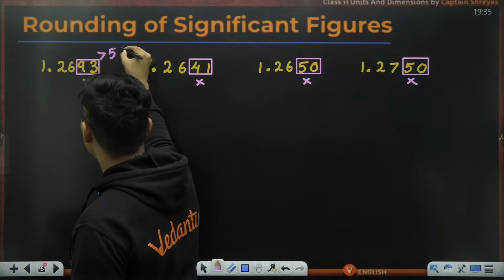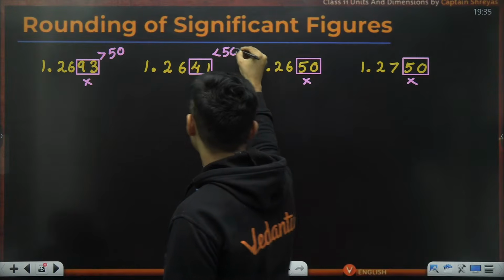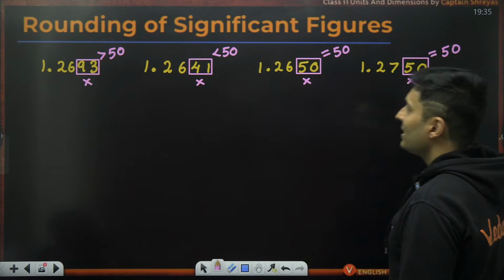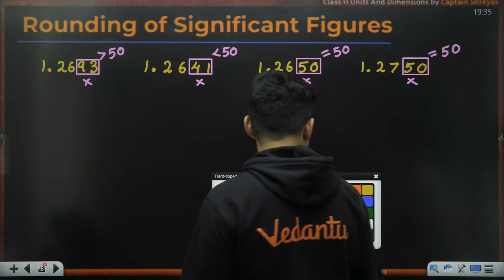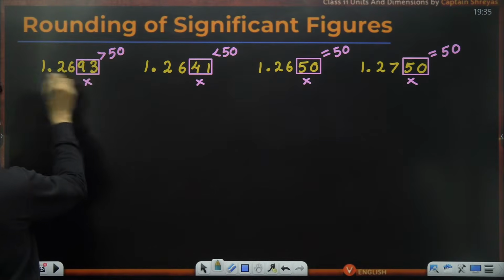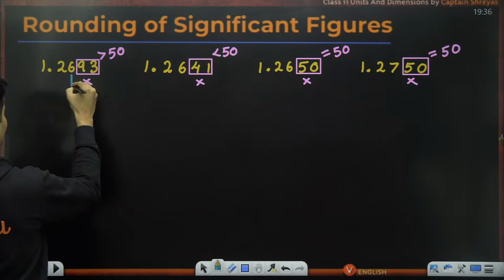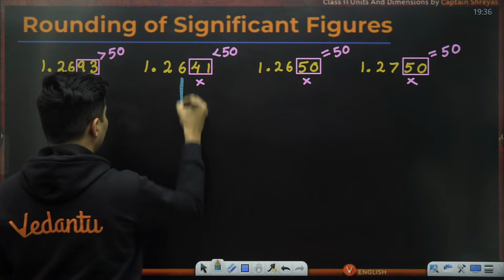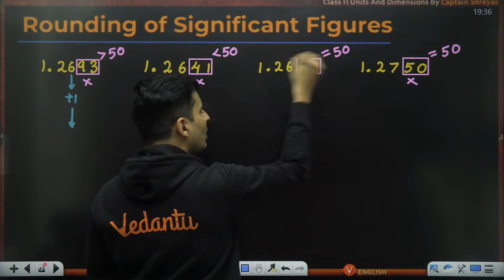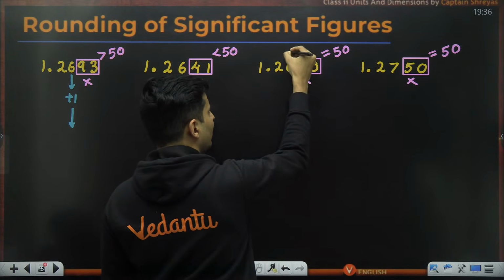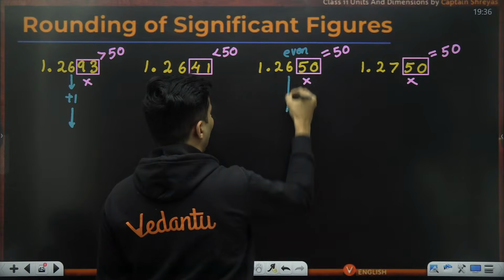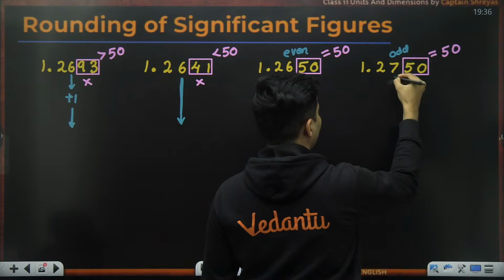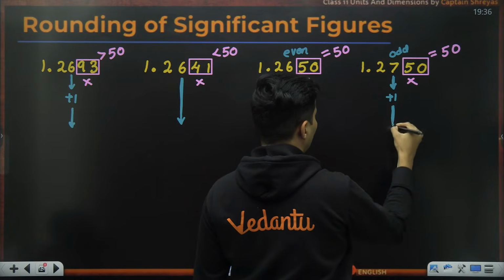93 is more than 50. 41 is less than 50. 50 is equal to 50. 50 is equal to 50. Now go to the previous digit. Exactly the previous digit, not 2 digits, just the previous digit. If it is more than 50, you add 1 to it. If it is less than 50, don't do anything to it. If it is equal to 50, check the previous digit. If it is even, then don't touch it, just take it as it is. If it is odd, then make it even by adding 1 to the previous digit.